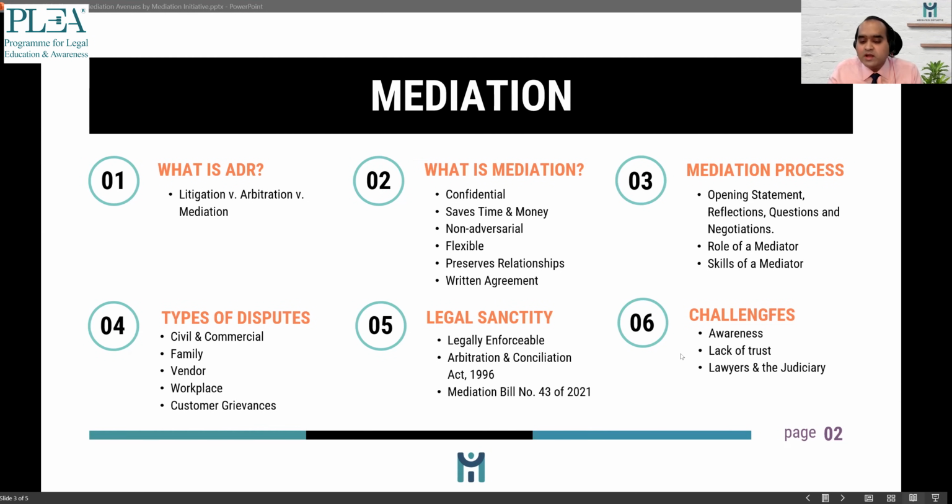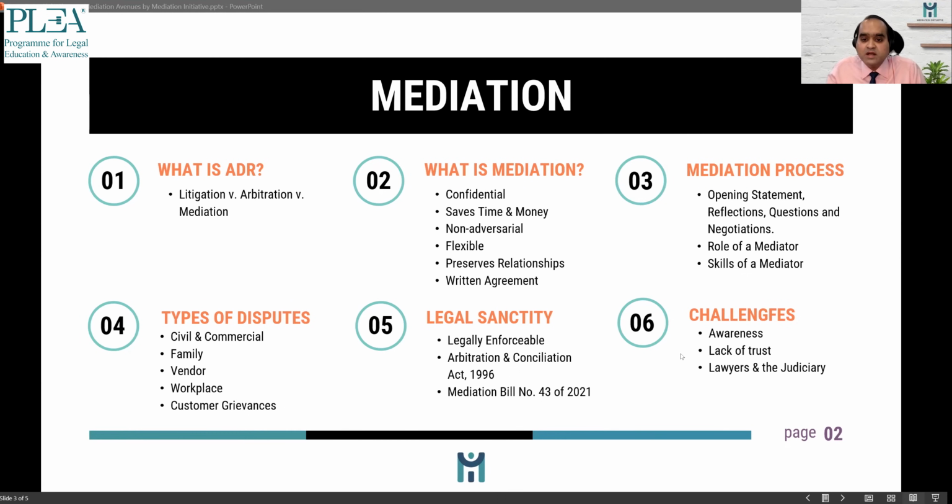Now, coming to the last point of written agreement. In litigation and arbitration, like I said, in litigation, you have an order. If it's a suit, it's a decree. If it's some other kind of matter, it's an order. In arbitration, you have an award, which is deemed to be a decree, right? But in mediation, it's a written agreement. So now there are questions many times about the validity and the value of this written agreement.